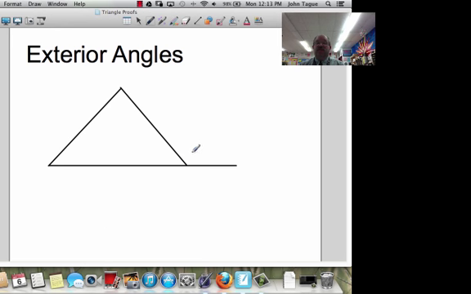Exterior angles. This is an exterior angle. See why? It's an exterior angle of a triangle. It's outside the triangle. Okay? We're going to name this angle. I should have done that with a magic pen. We're going to name this angle angle 1. I'm going to get rid of that.